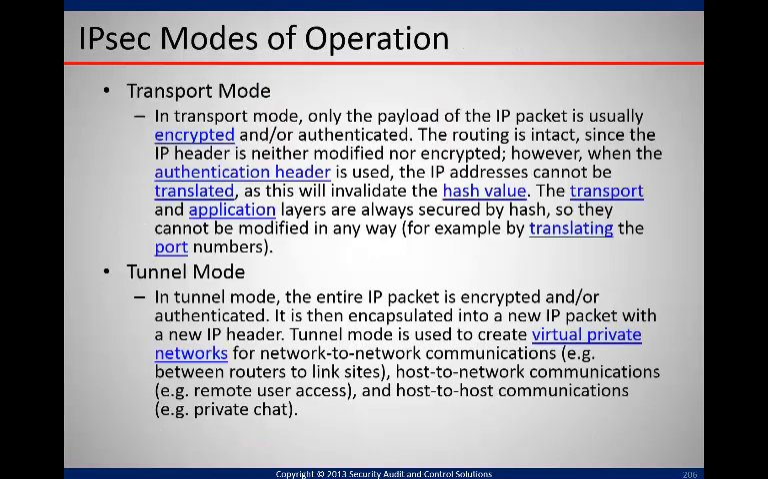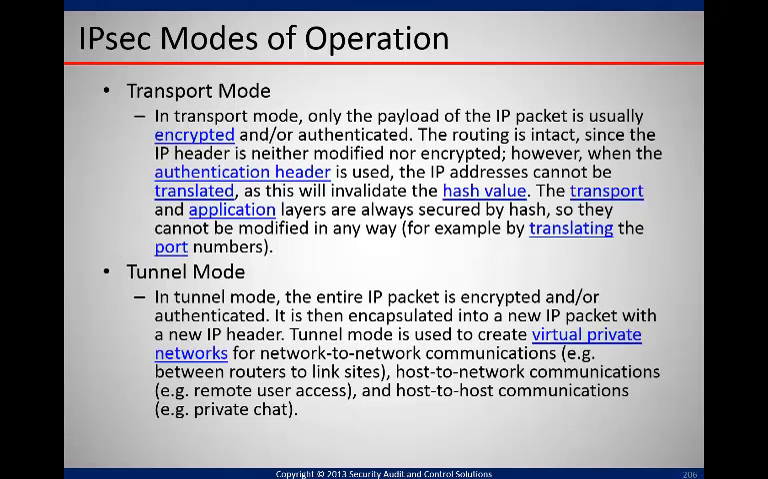Then IPsec can have two modes of operation, either transport mode or tunnel mode. In transport mode, only the payload of the IP packet is usually encrypted and/or authenticated. The routing is intact since the IP header is neither modified nor encrypted. However, when the authentication header is used, the IP addresses cannot be translated, as this will invalidate the hash value. The transport and application layers are always secured by the hash, so they cannot be modified in any way, for example by translating the port numbers.